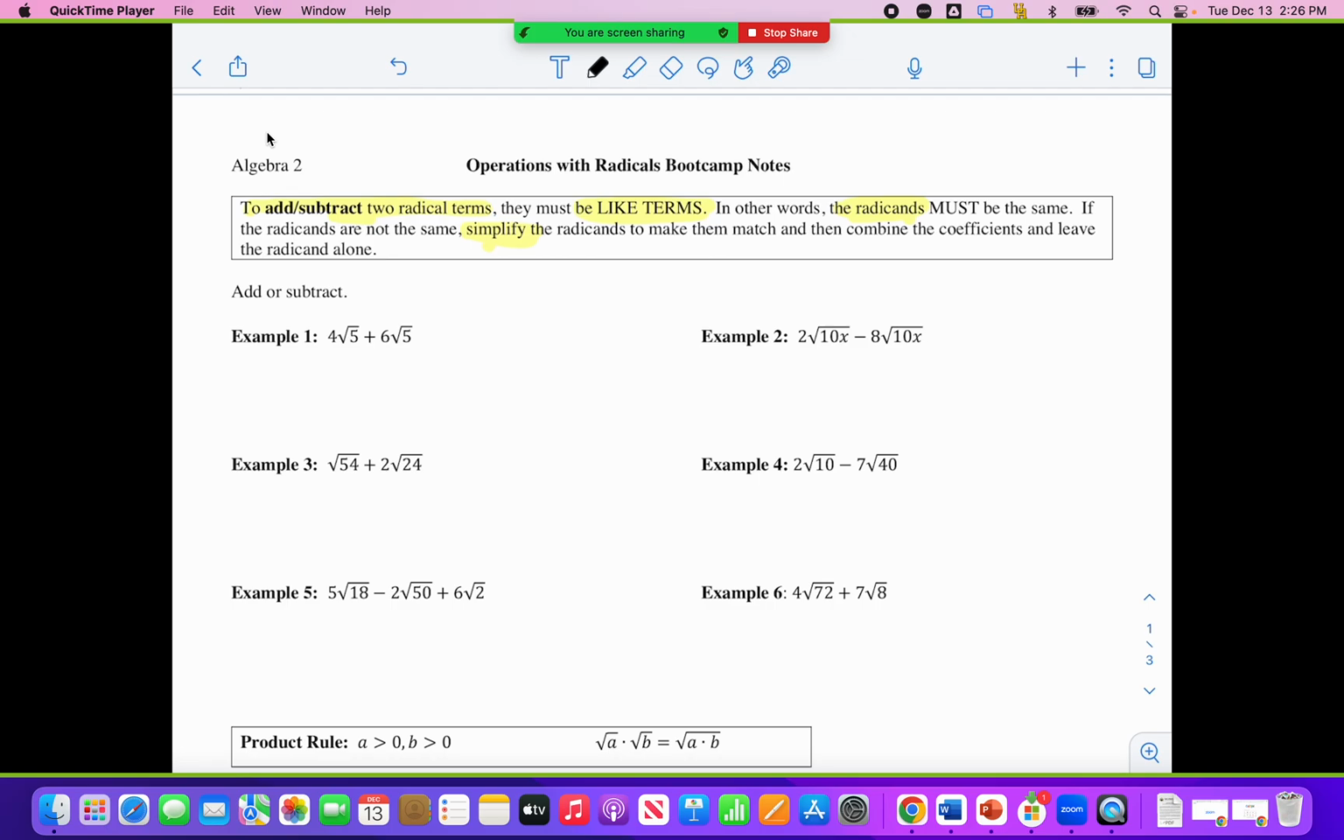So in example 1, 4 square root 5 plus 6 square root 5. Are the radicals the same? Yes. So then all you do is add the coefficients. This is so simple. Example 2, 2 square root 10x minus 8 square root 10x. Are the radicals the same? Yes. It's just negative 6 radical 10x.